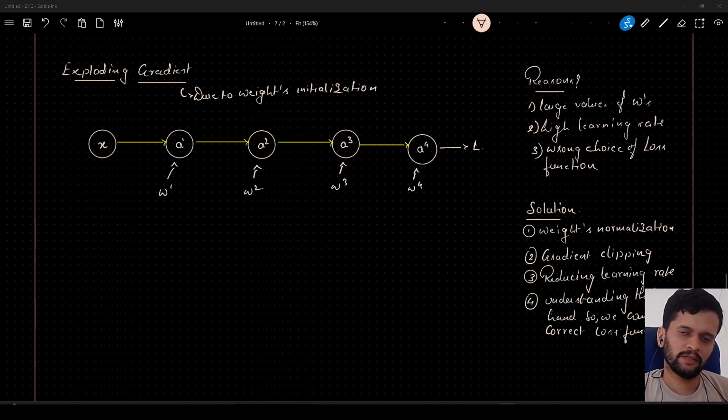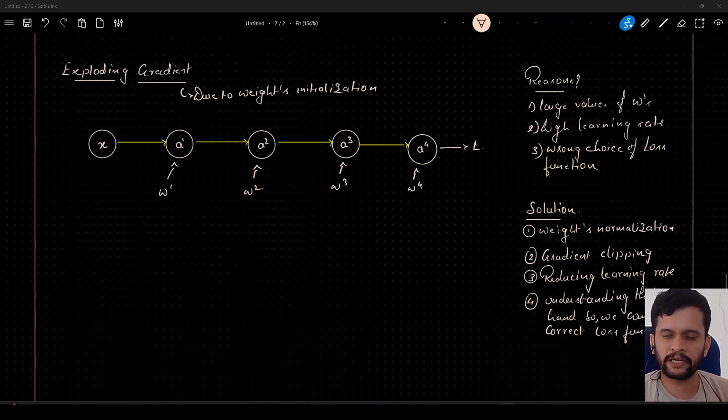Hello guys, in this video we will learn what we mean by the exploding gradient problem and how it occurs. I have listed some of the reasons which may result in exploding gradients. The first and foremost important reason could be improper initialization of the weights. If we initialize the weights to large values, it could lead to the exploding gradient problem.